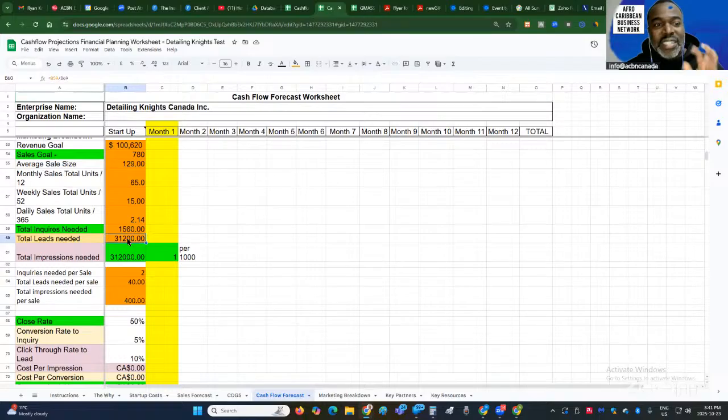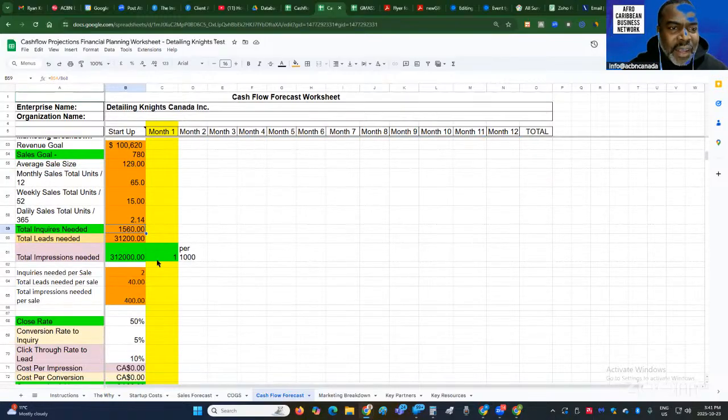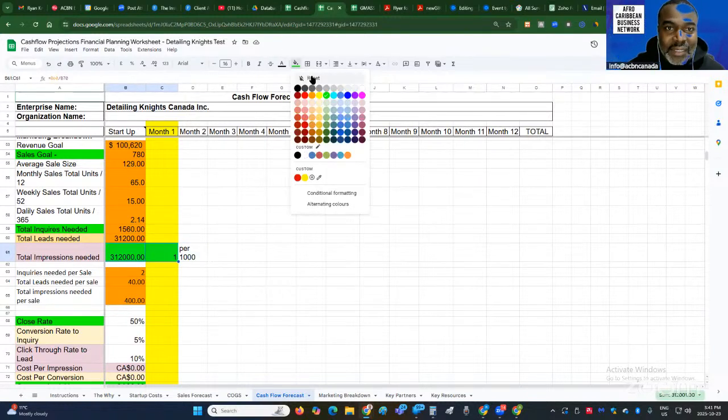From those impressions, this many people would come to our website. From our website, this many people would be interested to buy, and we would close half of them. And so that marketing cost would be a good estimate. I'm curious how much 312,000 impressions actually costs, so we could always do that calculation.